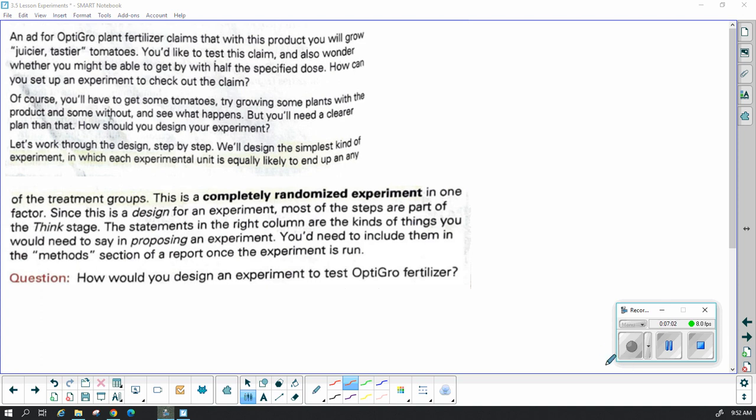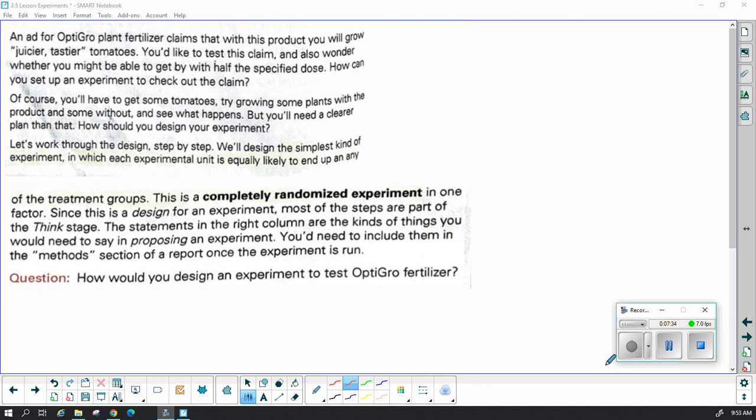Okay, so you might be wondering where some of the information is, and this is from the book. We don't need all the information from the book. What we do need to know is the scenario where we have this plant fertilizer, OptiGrow, and we've made this claim that it makes juicier, tastier tomatoes, whatever that means. And so we want to run an experiment to provide evidence or prove that that's true.